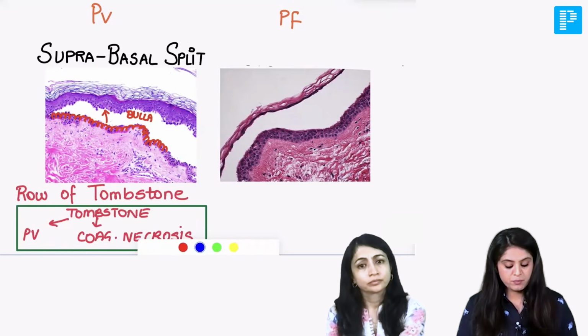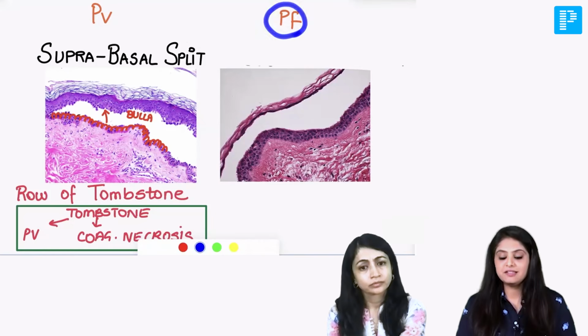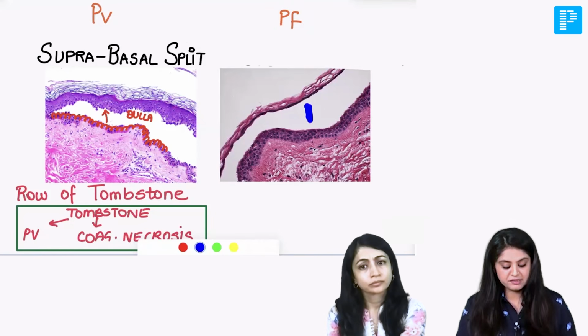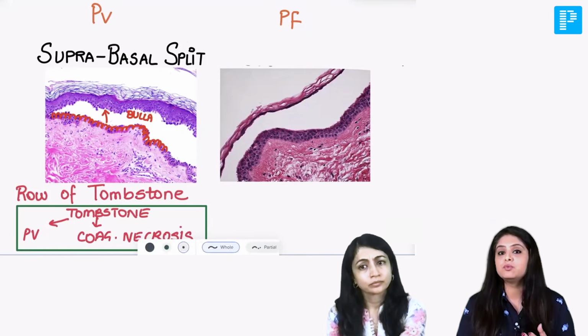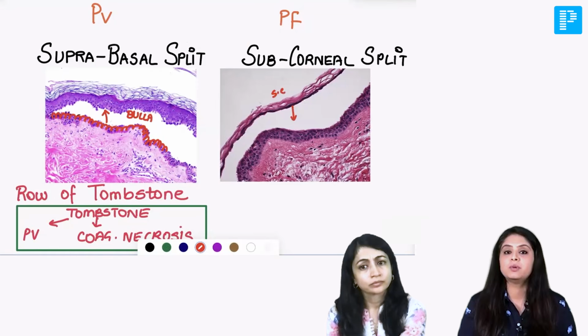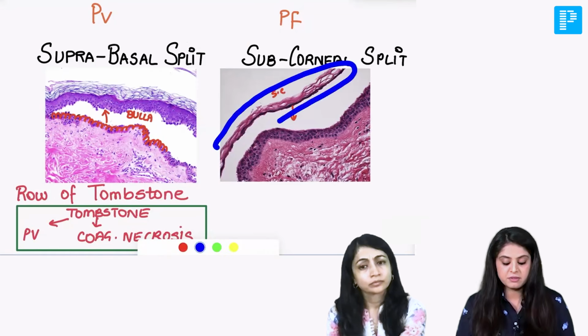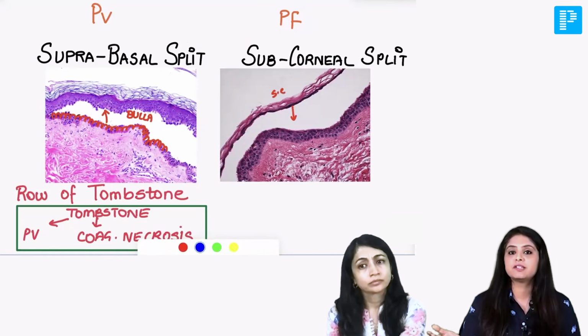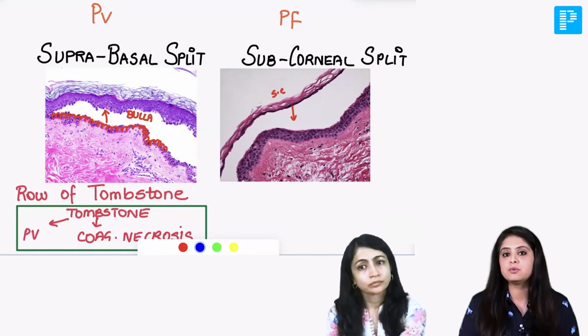Now when I move on to pemphigus foliaceus, again I see the split is in the epidermis, but this time, as ma'am was telling us, usually you don't see the bulla because these are going to occur at a subcorneal split. This means this is the stratum corneum and the split has occurred just below it. So only one layer was left above, that is the stratum corneum, which of course gets eroded, and hence you were seeing more of crusting that ma'am was explaining to you a while ago.